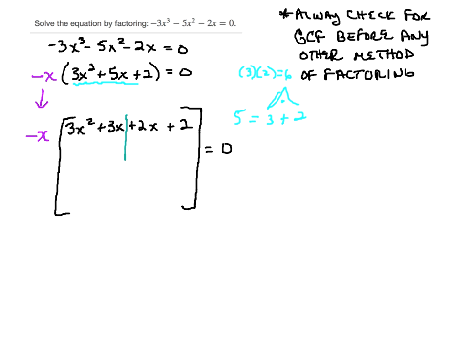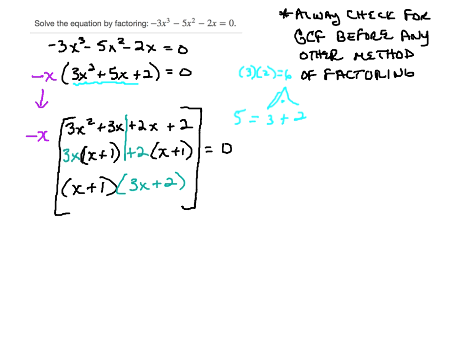And I split it. I'm going to take a 3x out here, and I'm left with x plus 1. I'm going to take a positive 2 out of the other side, and I'm left with x plus 1. So this thing factors as x plus 1 times 3x plus 2.